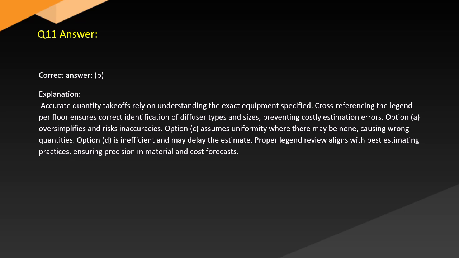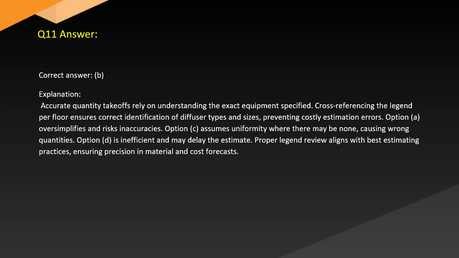Answer. Correct answer, B. Explanation. Accurate quantity takeoffs rely on understanding the exact equipment specified. Cross-referencing the legend per floor ensures correct identification of diffuser types and sizes, preventing costly estimation errors.